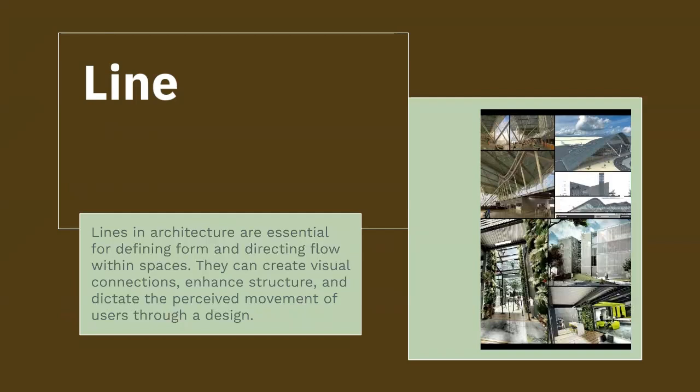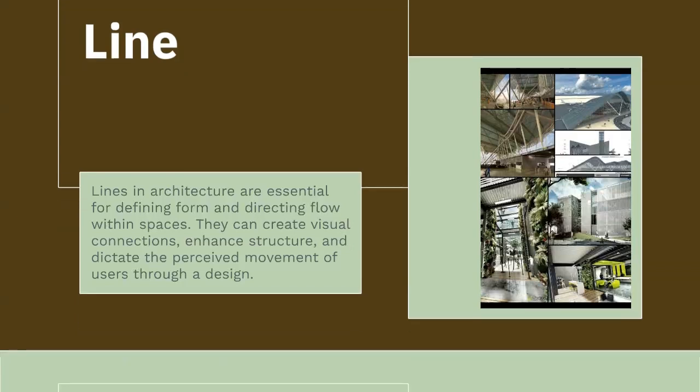Line is another great term, and lines in architecture are essential for defining form and directing flow within spaces. They can create visual connections, enhance structure, and dictate the perceived movement of users through a design.